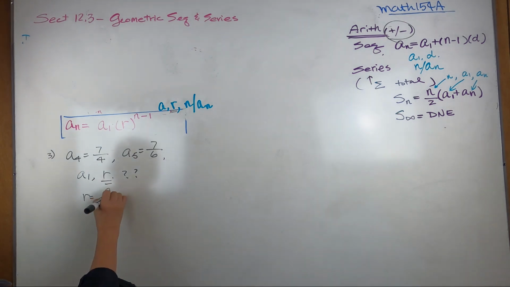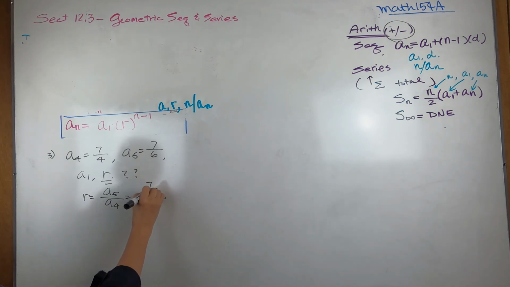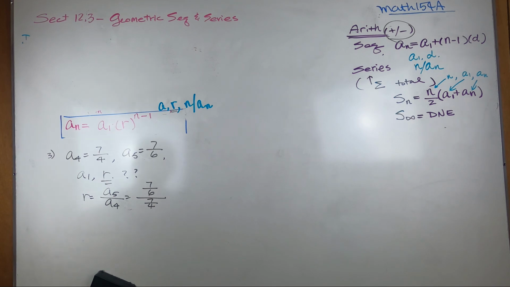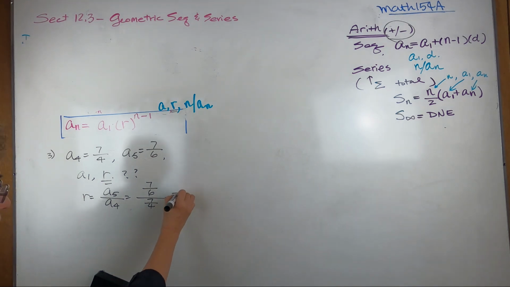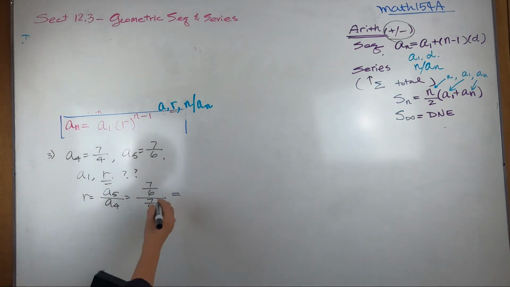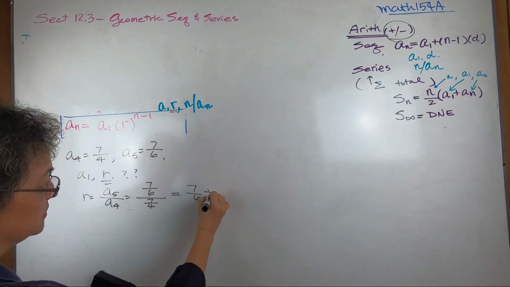So you can do what? A5 divided by A4. Is that right? So 7/6 divided by 7/4. You should be able to handle this division, right? If you get stuck here, you are in trouble. Okay? You better work extra hard to figure out everything. So it means what? It means a division.